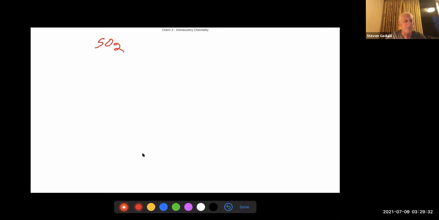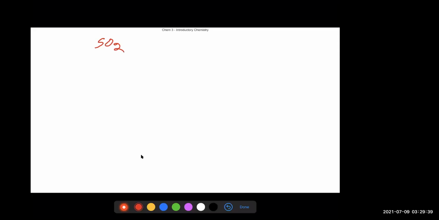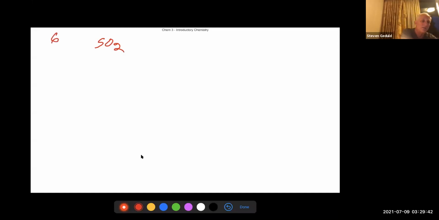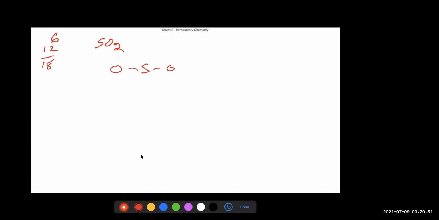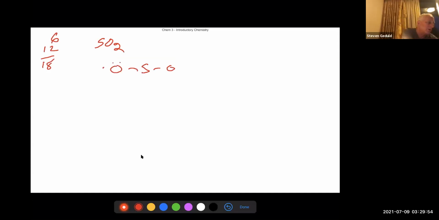All right, so how many valence electrons does S have? Would it be 6? It would be 6. Perfect. Oxygen has 6, and there's 2 of those, so I need 18. Sulfur goes in the center, oxygen, oxygen. Let's put our dots to give everything 8 and count them. 2, 4, 6, 8, 10, 12, 14, 16, 18, 20. That's too many. So we need to make a multiple bond.